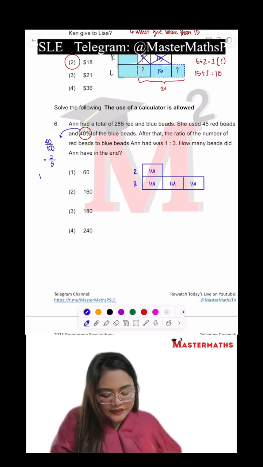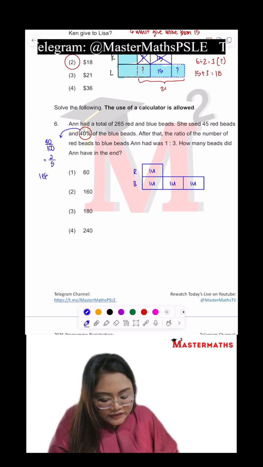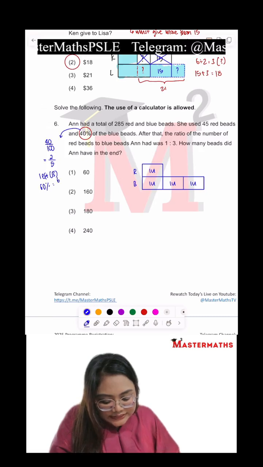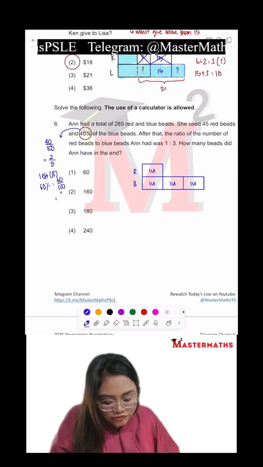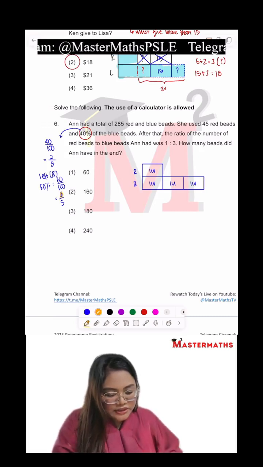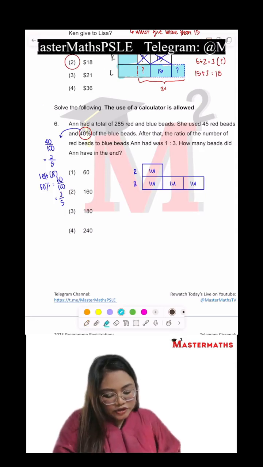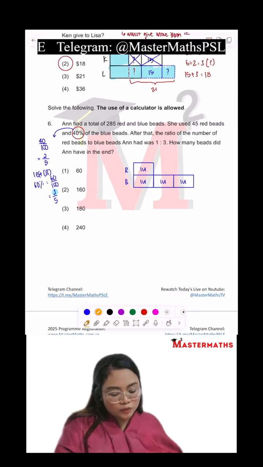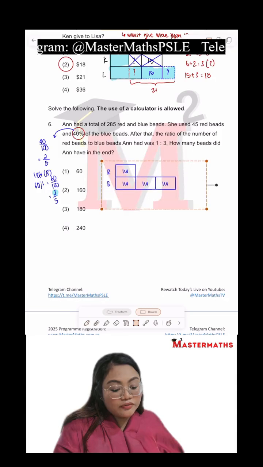Yeah, it works now. So whatever that's left for blue would be 60%, which is 60 over 100, which is 3 over 5. That's where the 3 units come from. Okay, the 3 units here. Alright, so I got 3 units here. I already have 3 units there. So now I need to just draw another 2 more units to show what I already gave away.